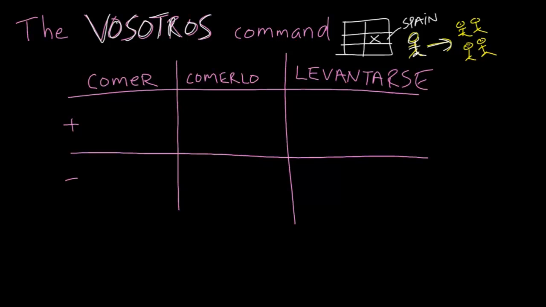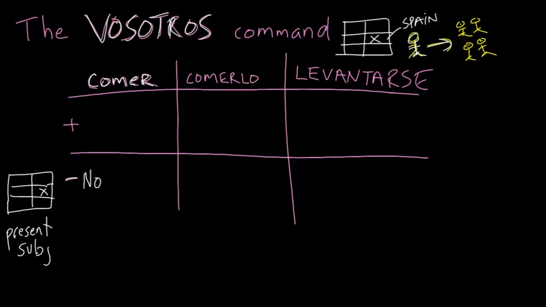So to make commands, we're going to go ahead and start with our negative commands, and the reason is they're pretty easy to form. We just think about the present subjunctive, and we conjugate or change our verb into this form. So if we're working with the verb comer, and this one person wanted to say to a group of people, don't eat, we would say no, and we would put our verb into the present subjunctive of comer.